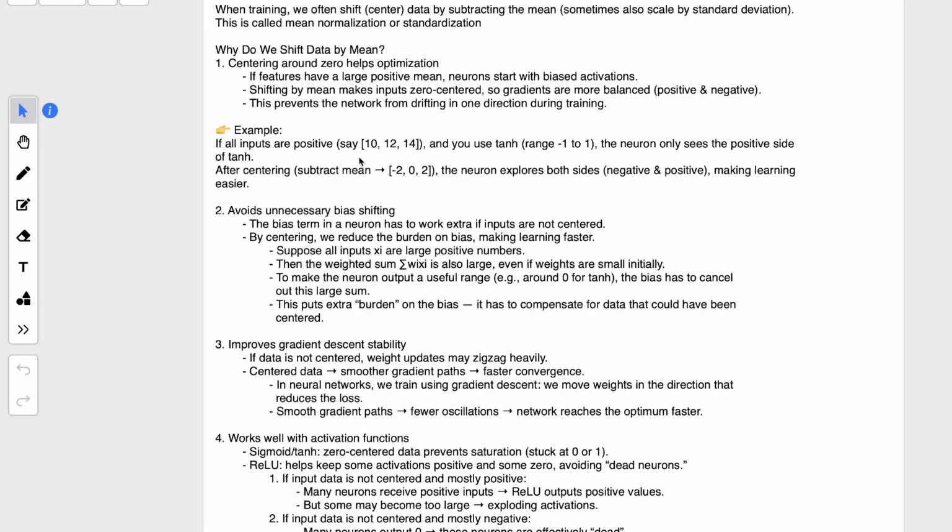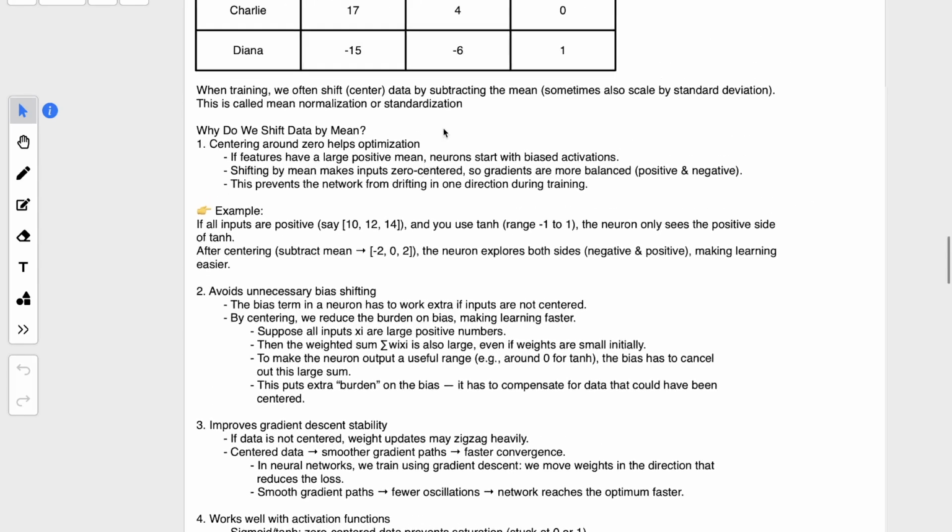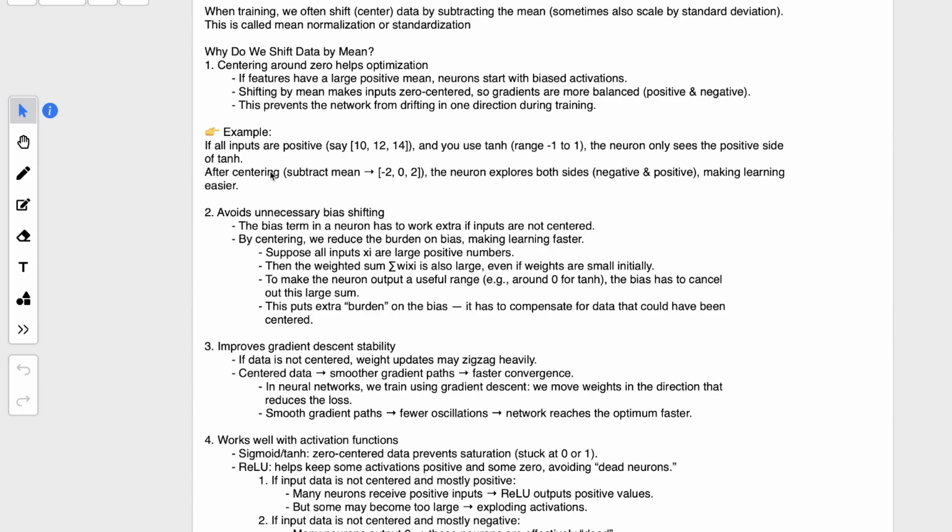Let's take an example. Say all the inputs are positive, like 10, 12, 14, and you use tanh, which returns output within the range of minus 1 to 1. The neuron only sees the positive side of tanh, because applying tanh to all these values will give you a value between 0 and 1, right? You will never get a value between minus 1 and 0. So neurons will become biased. They will always go to a value from 0 to 1. That is why we center the data around 0, so that the range and the activation function work properly and the neurons see both sides of the data, negative as well as positive, and that makes learning easier for them.